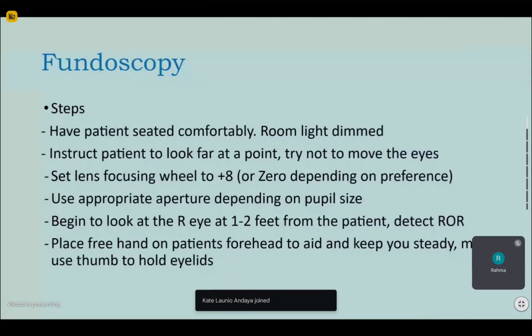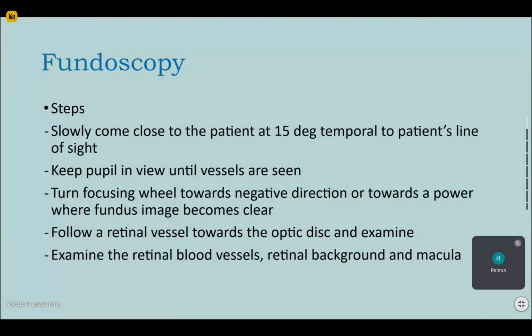So begin to look at the right eye at 1 to 2 feet from the patient and detect for the ROR, and then place your free hand on the patient's forehead to aid and keep you steady, and you may use the thumb to hold the eyelids open. And then you slowly come close to the patient at 15 degrees temporal to the patient's line of sight, maintaining the presence of your ROR. If by getting closer the ROR is being obscured, or the ROR is no longer appreciated, you have to come back to that line of sight so that you will be focusing on your patient's fundus.